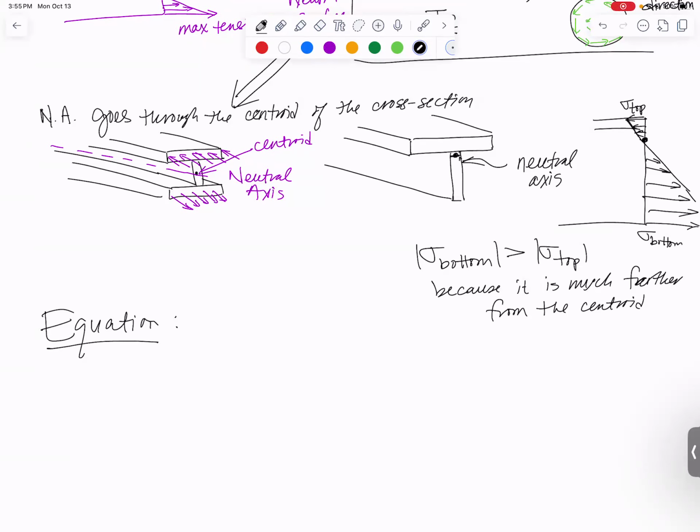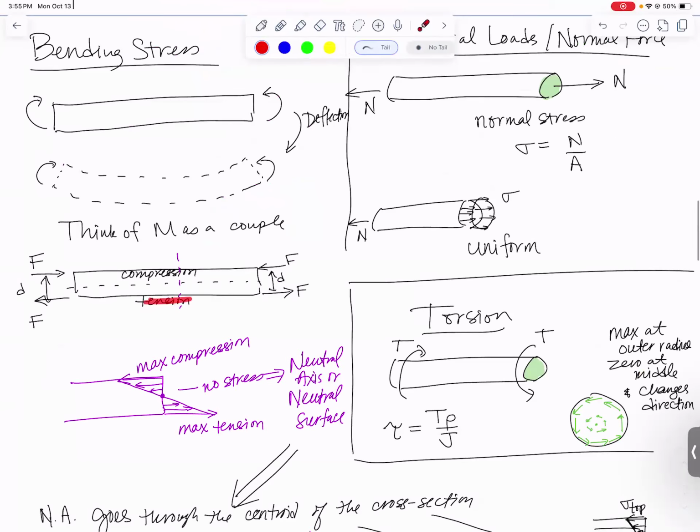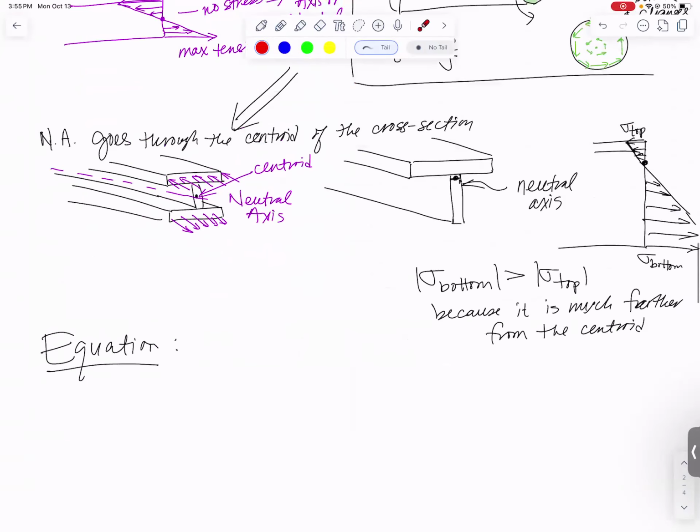Our equation: bending stress is a normal stress. Do you remember me saying tension and compression? Tension and compression are like this, tension and compression. It's a normal stress, but instead of a uniform distribution, it is not a uniform distribution.